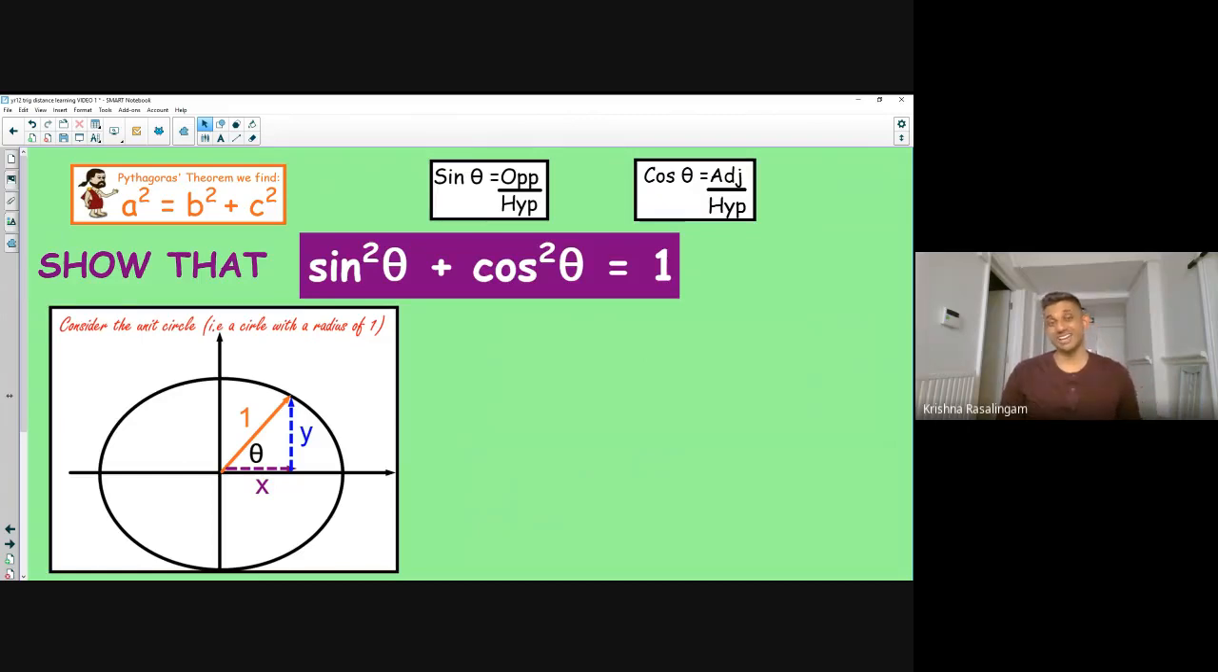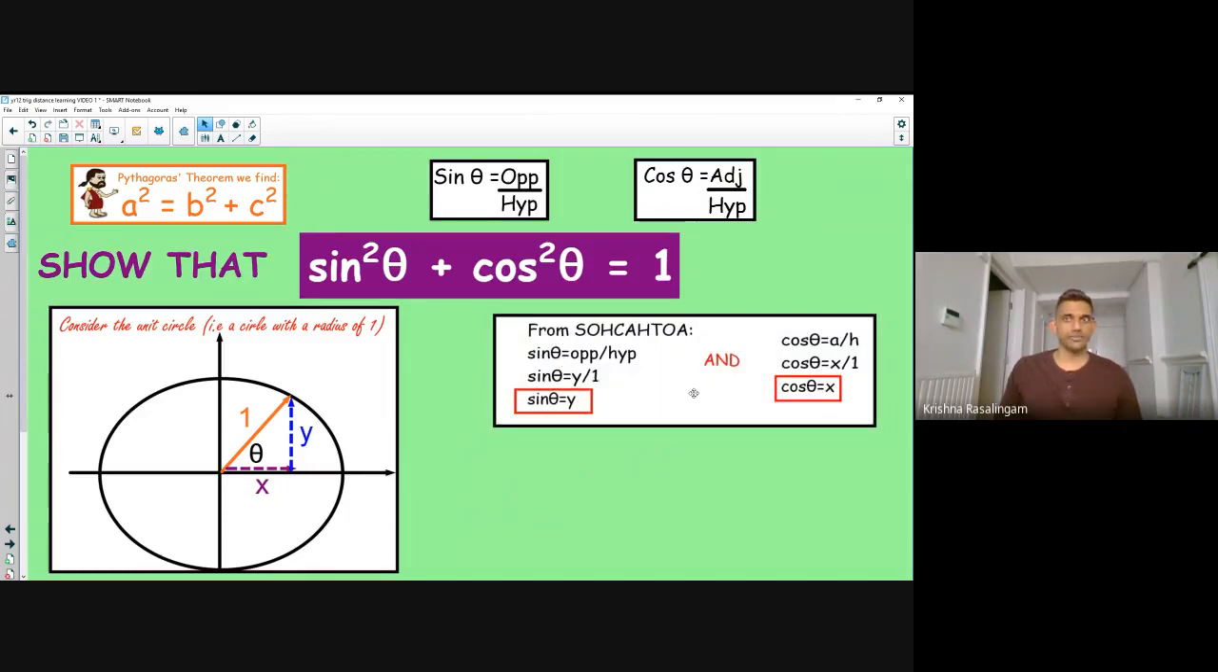Relative to the angle, I'm going to label an x and a y. So using SOHCAHTOA, we can describe x and we can describe y. First I'm going to describe y. So we have sine theta is opposite over hypotenuse. So that will be y over 1, and obviously the 1 dissolves. So we just get sine theta equals y.